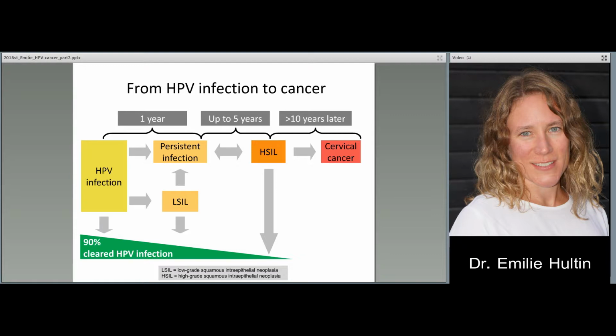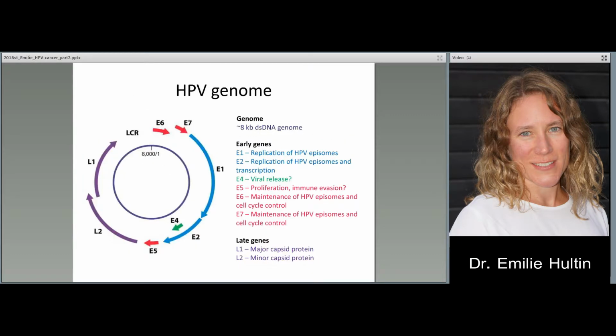And if the HPV infection is persistent and the high grade lesions persist, after some more years, at least 10 years or more, these lesions can transform into cervical cancer. So why does this happen? I will talk about how this transformation can be caused by the HPV.